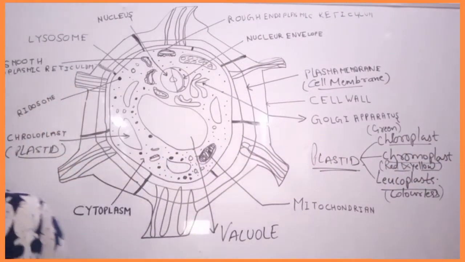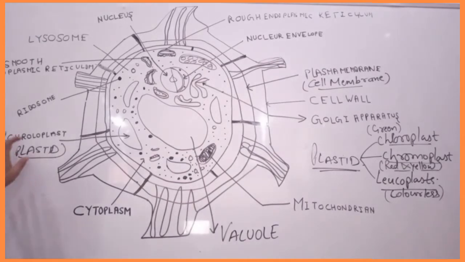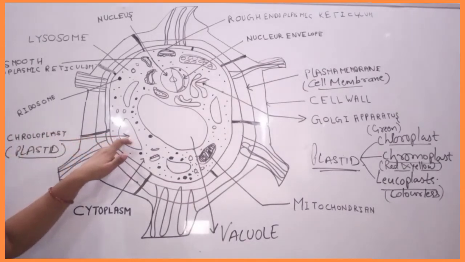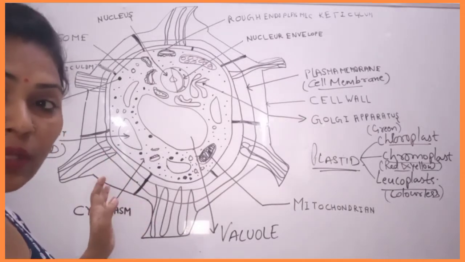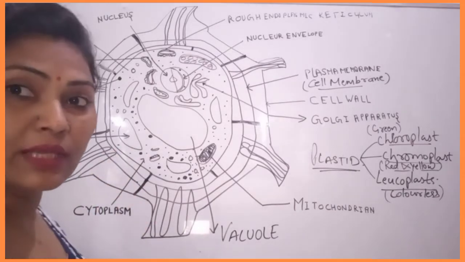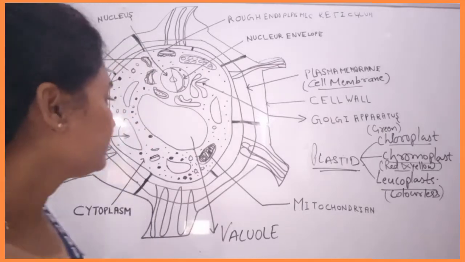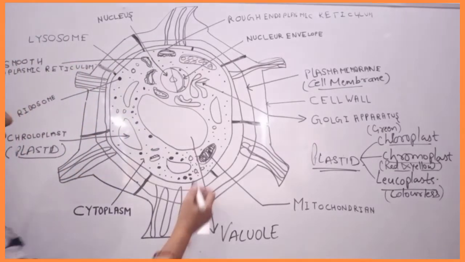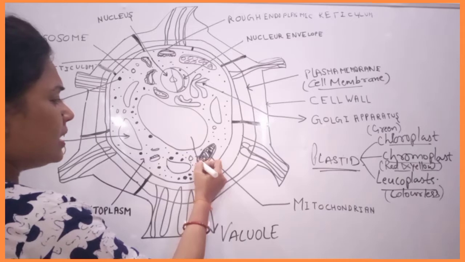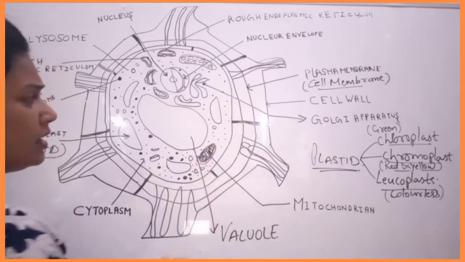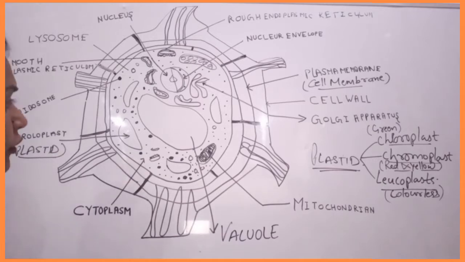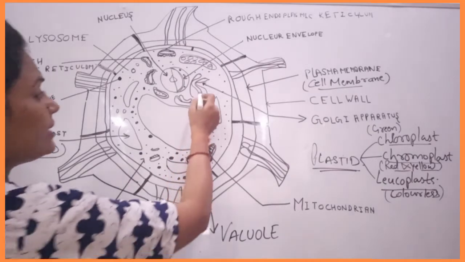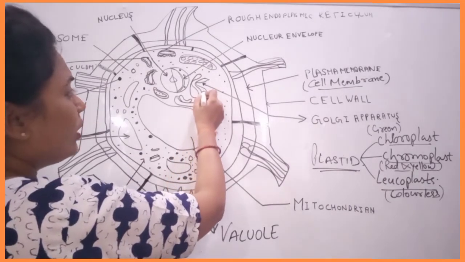In this plant cell we can see the chloroplast easily because its color is green. It contains the green pigment chlorophyll, which helps in the formation of food. Now this is the mitochondria, an organelle present in it. Now you can see the different organelles here. This is the Golgi apparatus or Golgi body.